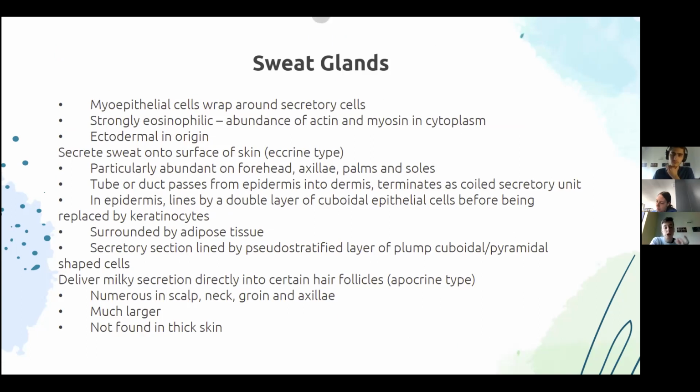So you basically get like a tubular duct passing from the epidermis into the dermis. And you've got like a double layer of cuboidal epithelial cells. It's surrounded by some adipose tissue. The secretory section is lined by like a pseudostratified layer. So recalling back to our epithelium lectures, what pseudostratified means: it looks like it's stratified, but it's actually not. And these release sweat, essentially.